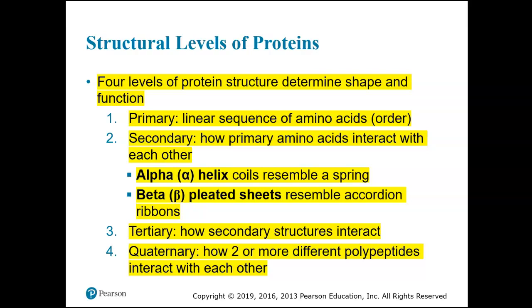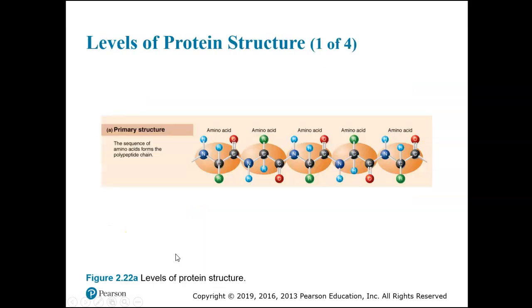Then you take the secondary structure and form it into a three-dimensional structure, and that is the tertiary structure. That's the overall three-dimensional shape of the protein. And quaternary, only some proteins have a quaternary structure, but that is when you have more than one tertiary structure that is chemically combined. So this is showing you the levels of structure.